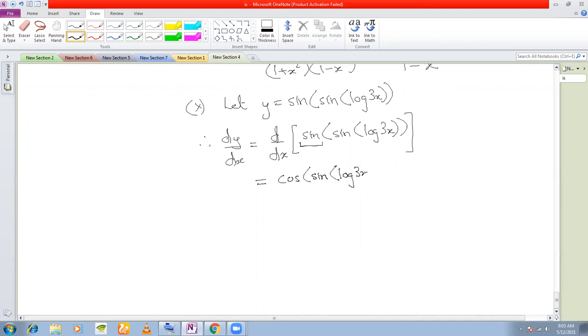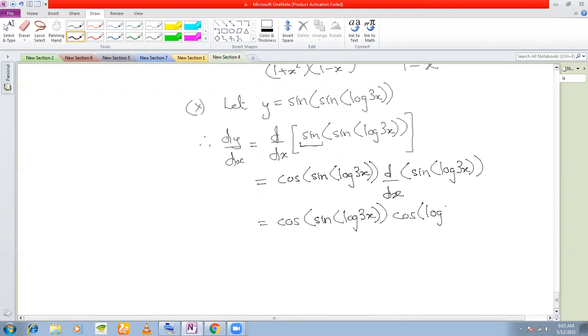And then d/dx of sin(log 3x). d/dx of sin(log 3x). So now how to do the second part? Tell me how to do the d/dx part. It is cos of log 3x. Sorry, cos only: cos(log 3x).